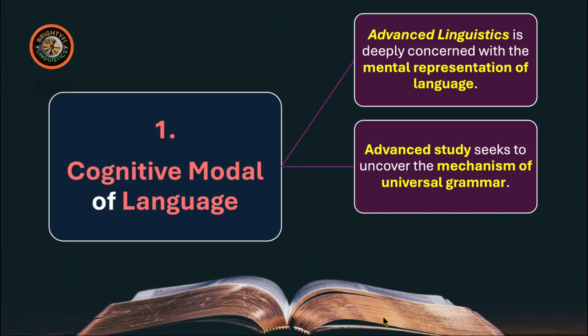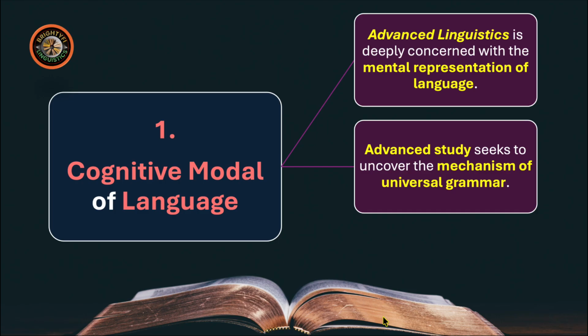Advanced study seeks to uncover the mechanism of universal grammar. When we say the mechanism of universal grammar, it means that the science of grammar helps us understand language universally. Whatever the language, the mechanism of grammar is universally applied to every language.